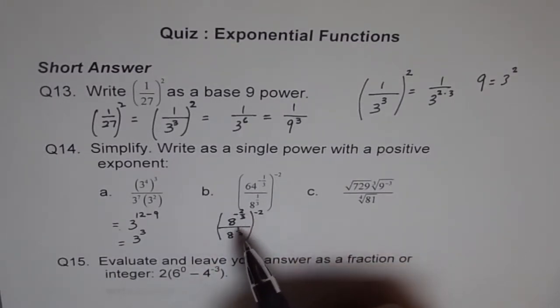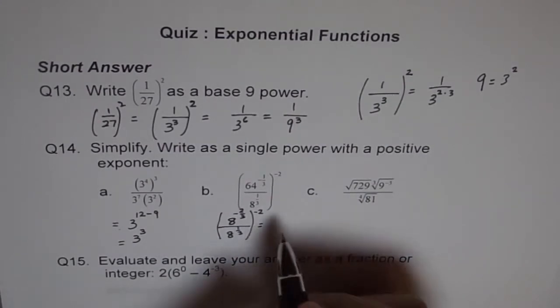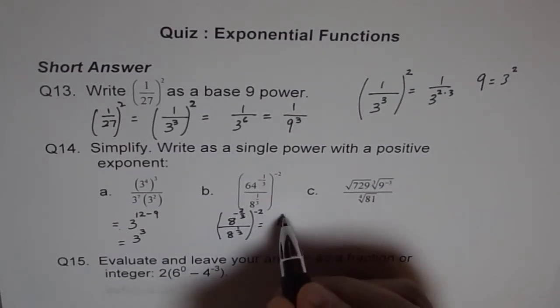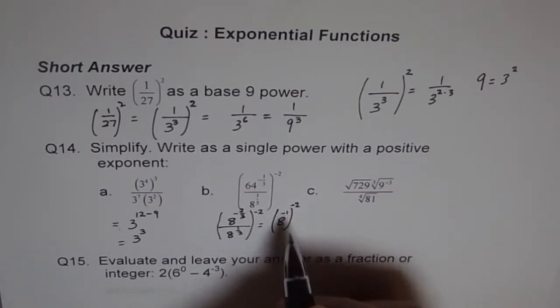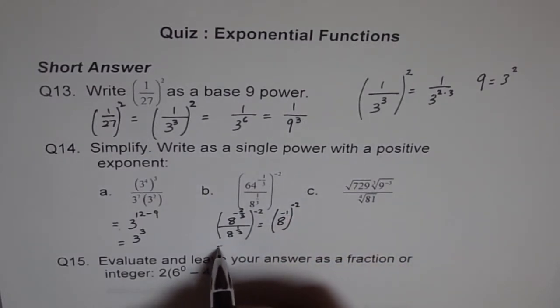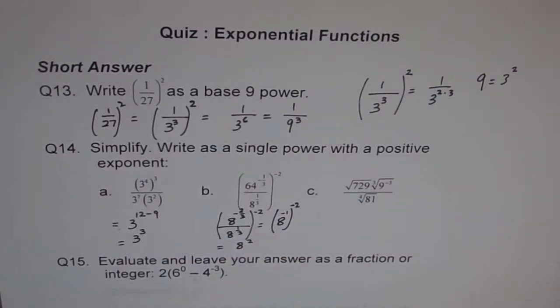Now minus 2 over 3, and this also gets minus, right? So we get 8 to the power of minus 2 over 3 minus 1 over 3, which means minus 3 over 3, which is 8 to the power of minus 1, right? So this I could write as 8 to the power of minus 1 to the power of minus 2. And when I multiply this, I get my answer as 8 squared, correct? So that's what I get.